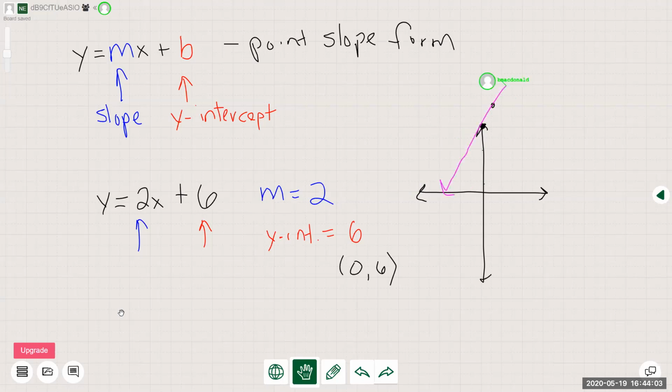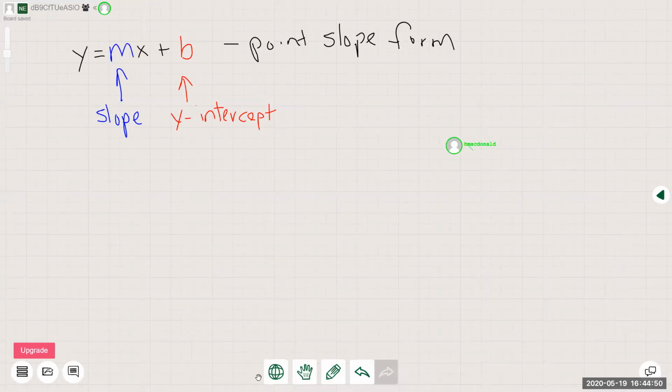And if you want to find in the other direction as well, you can just go down 2 and to the left 1, and it'll be kind of the same thing. So the line should go through those 3 points. So we could actually graph a line just from having the slope and the y-intercept. Let's go ahead and take a look at another equation.